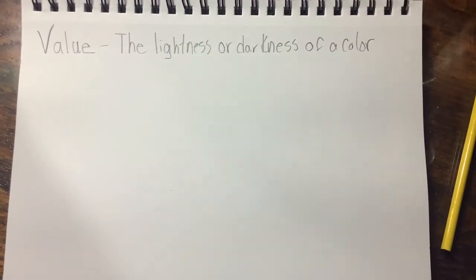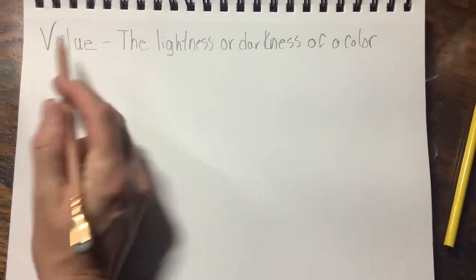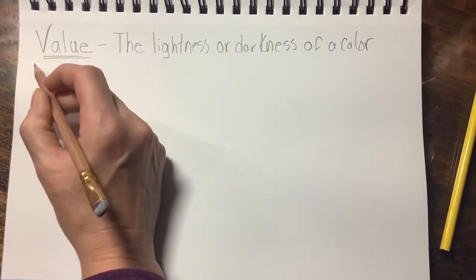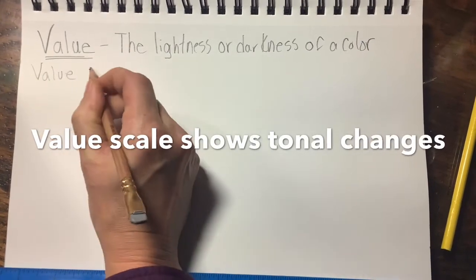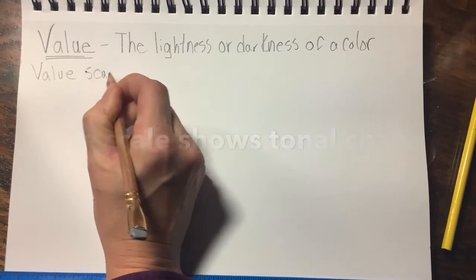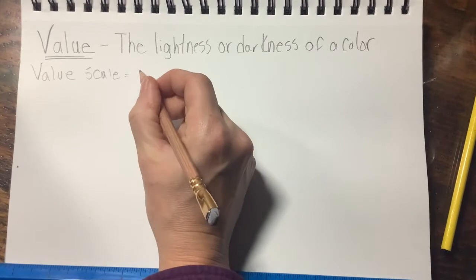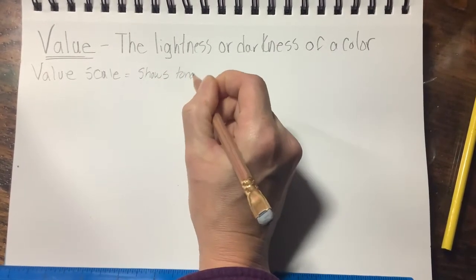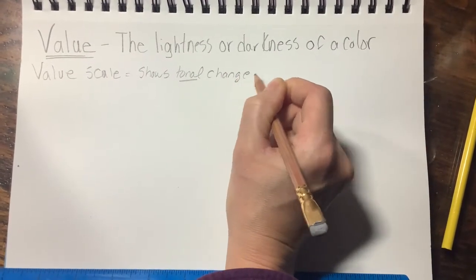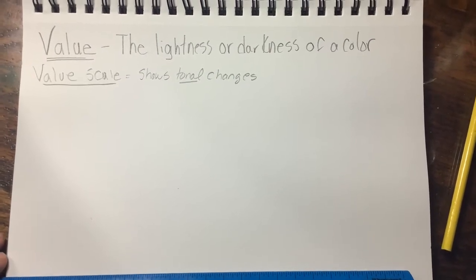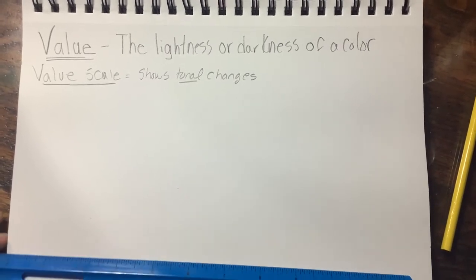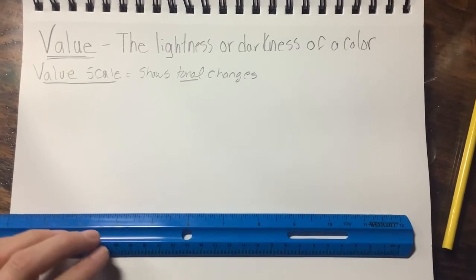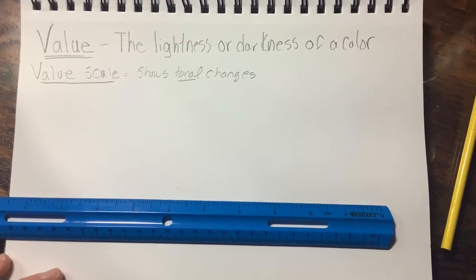The lightness or darkness of a color. Simple as that. A value scale shows the tonal changes. Value helps you to see an object that might look flat, and when you add different values, it can start to become more realistic. So this is a really great way to improve your drawing.